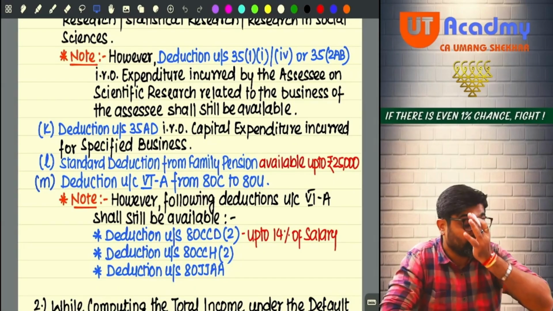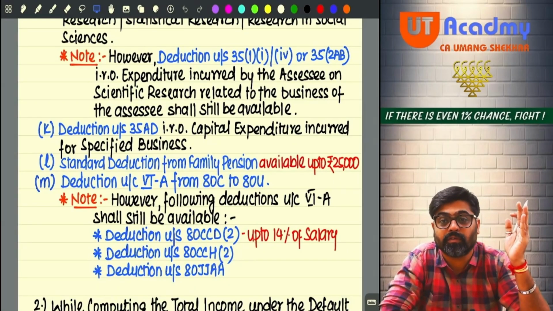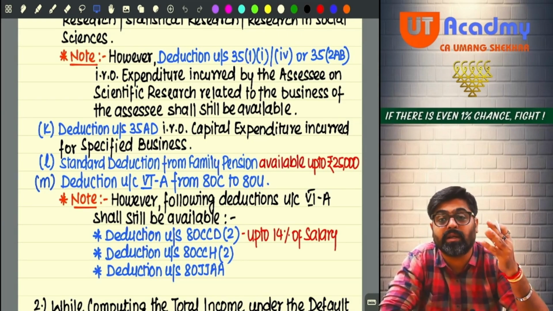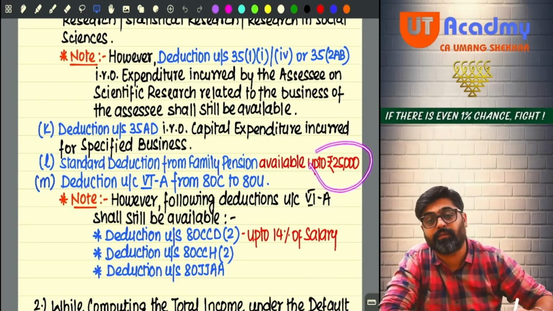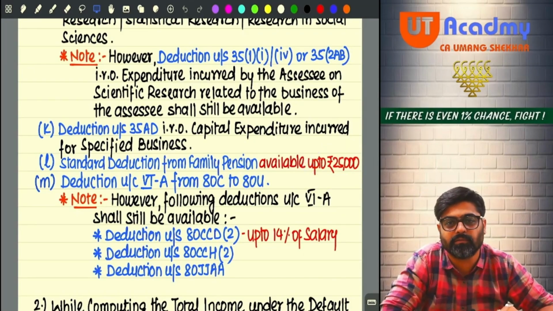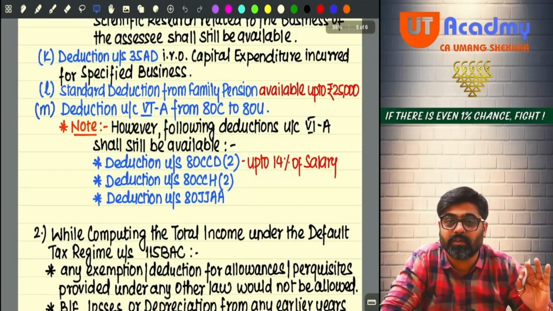And see, family pension which you used to get, 1/3 of family pension or 15,000, whichever is lower, you used to get a standard deduction to the extent of maximum 15,000. They are telling you, go, take 25,000 standard deduction. But stay here. And remember, no deductions under chapter 6A will be available except these three deductions.